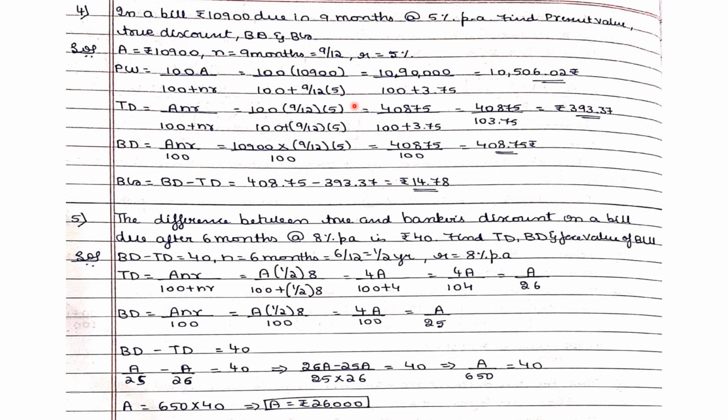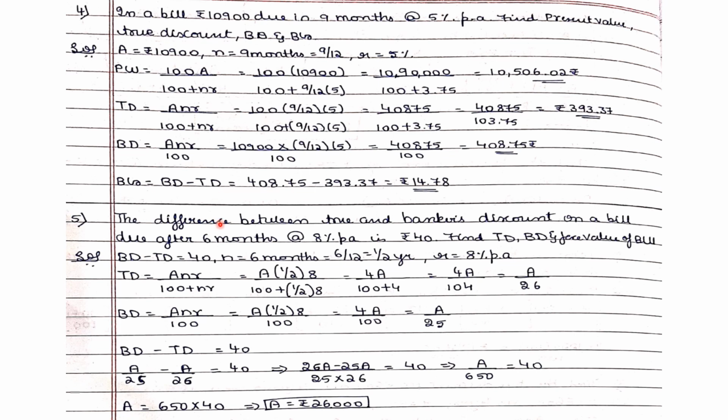Once again for the true discount, go with the formula ANR divided by 100 plus NR, because you have all the available information of amount, number of years and rate of interest. Even for banker's discount, you can go with ANR divided by 100. Once you calculate the present worth, true discount and banker's discount, you calculate the banker's gain, that is banker's discount minus true discount. So you will get rupees 14.78, that's the banker's gain.